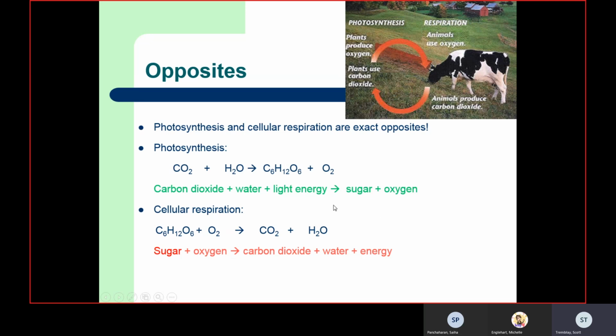Cellular respiration, you just take the photosynthesis and flip it backwards. And so now you have the sugar plus the oxygen to release energy. This time that arrow is now releasing energy, and it creates carbon dioxide and water on the flip end. So we've basically taken light energy and turned it into energy that we can use. That's basically what happens there.